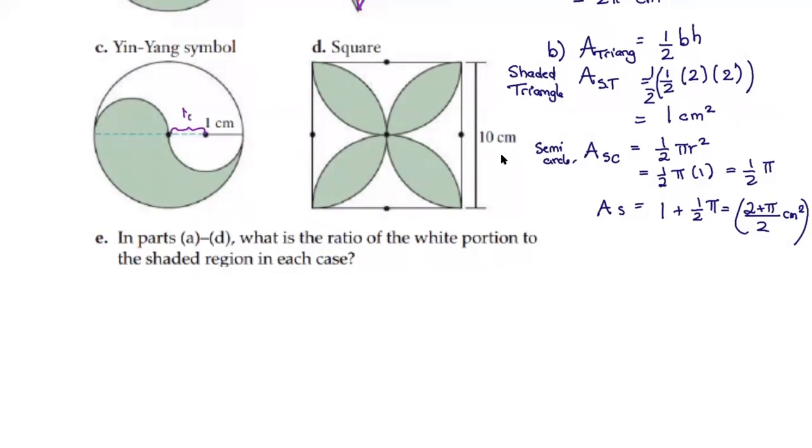Since the diameter of this small semicircle here, notice this is a semicircle, has a radius of 1 centimeter, its diameter would be the radius of the big circle. And so again, for number C, we're going to have A big, which is going to equal pi r squared, pi times 2 squared, or 4 pi.